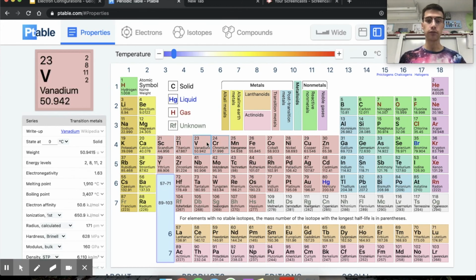1, 2, 3, 4 electrons in the 3d subshell, right? Because the chromium atom is in the D block in the third energy level, and there are a total of 1, 2, 3, 4 electrons here.